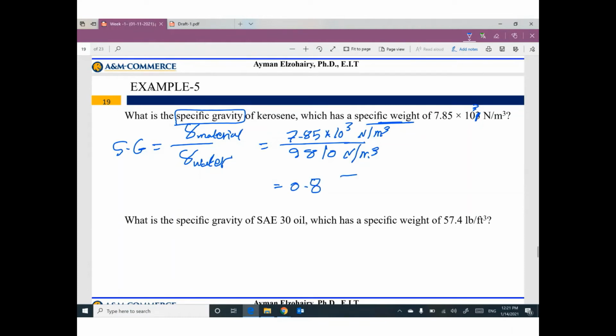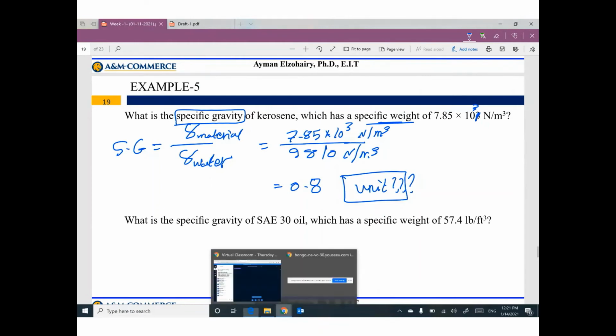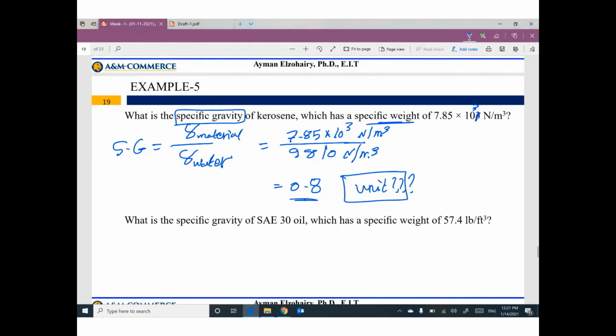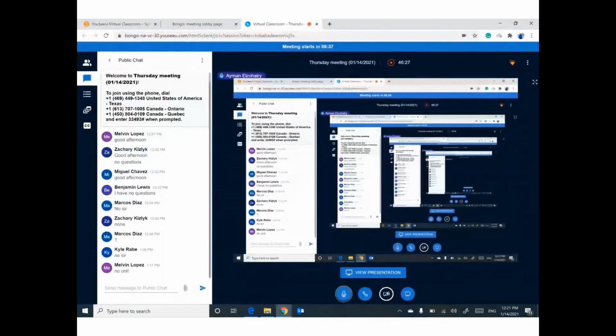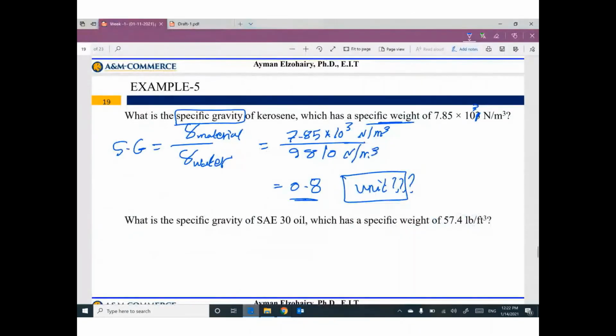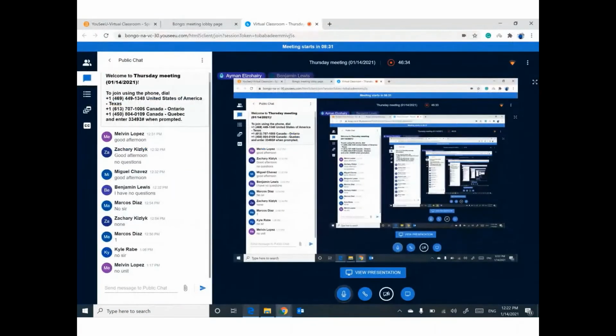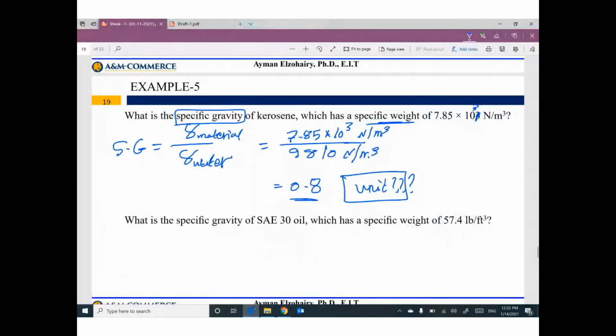Anybody can tell me what is the unit here? Any answer? Gamma material divided by gamma water: this one is Newton per meter cube, and this one is Newton per meter cube. Your final answer is 0.8. What is the unit? No unit. It's dimensionless. Thank you, Melvin. Yes, no unit. It's dimensionless.